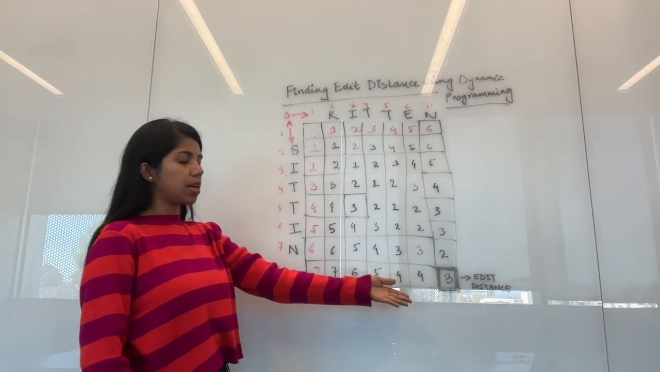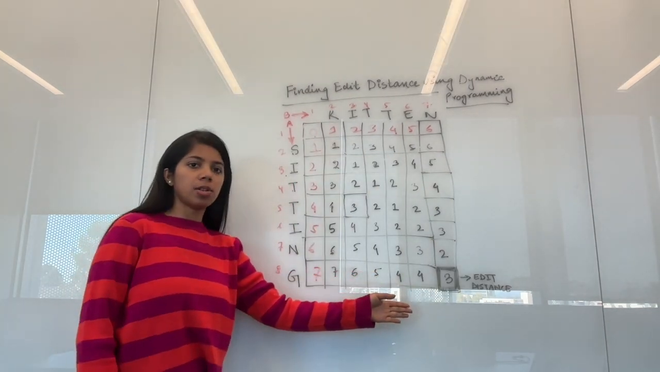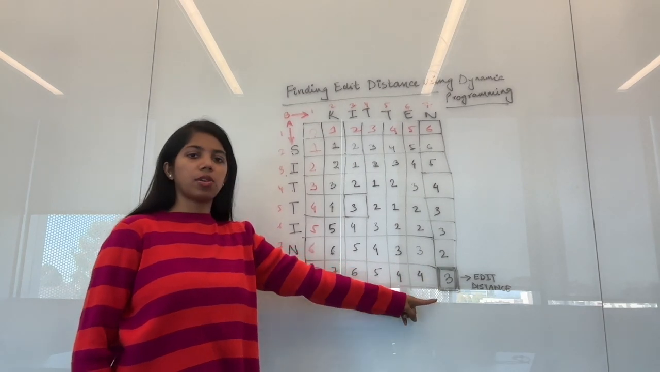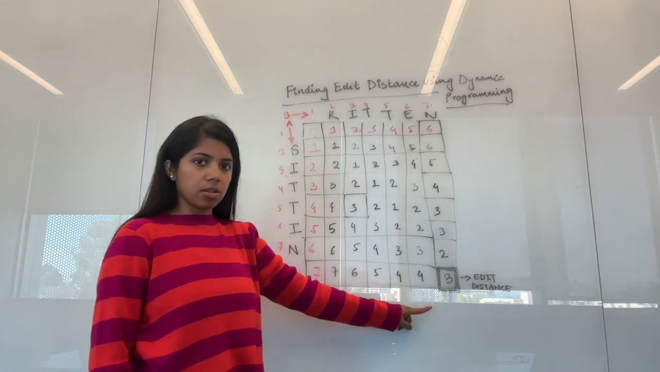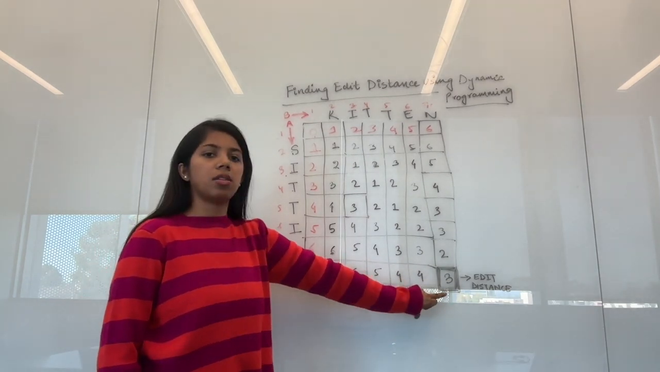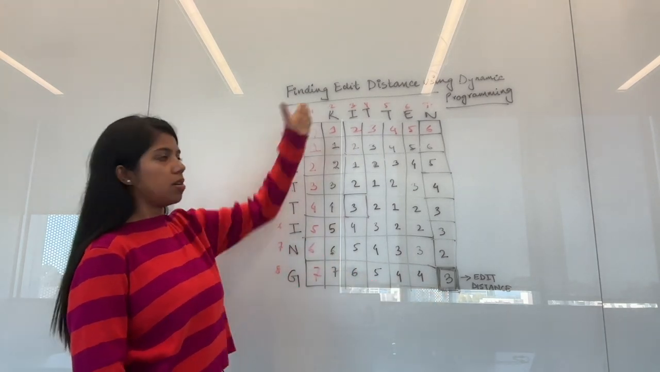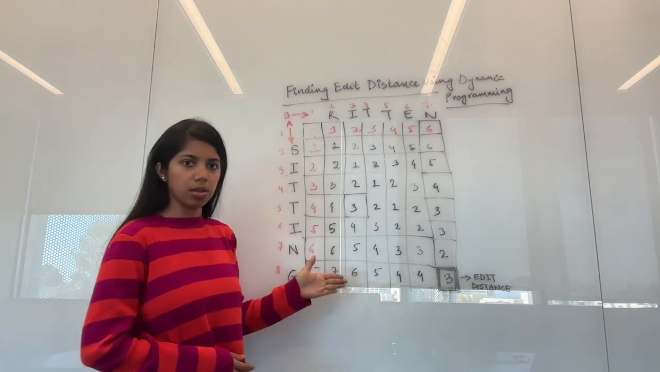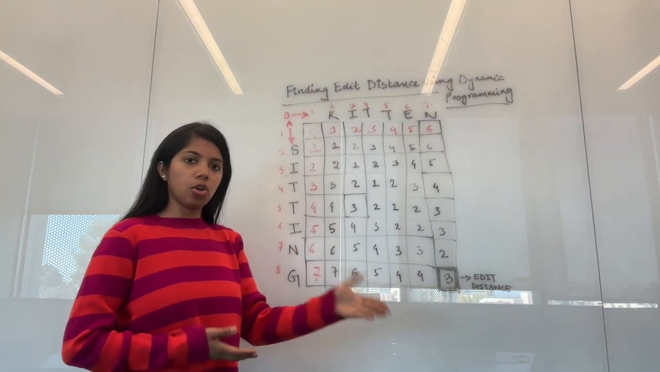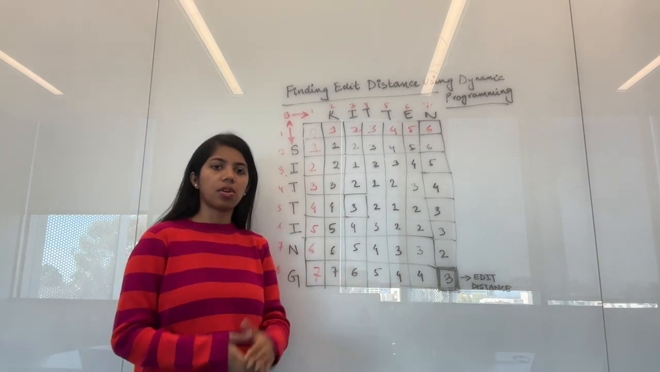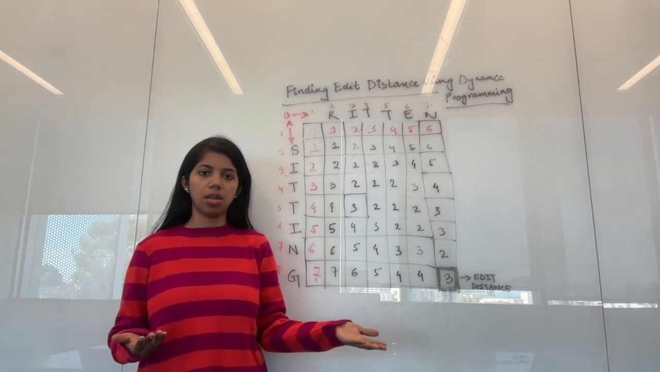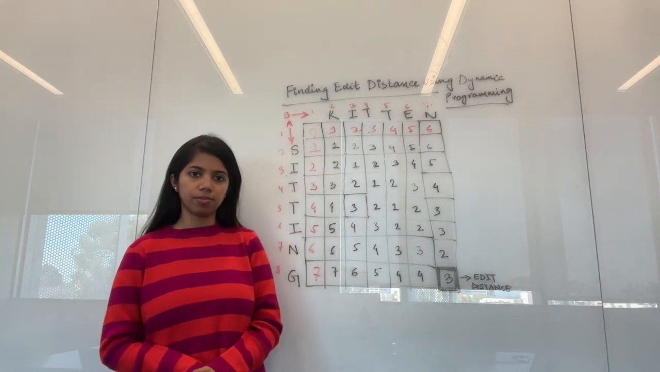So now I have filled up the entire matrix. As I mentioned, the bottom rightmost cell will give us our final answer. The value is 3, that means 3 is the edit distance between sequence A and sequence B, and we already found it in the initial section of the video. So that's how we calculate the edit distance of any given sequence A and B using dynamic programming. Thanks for watching.